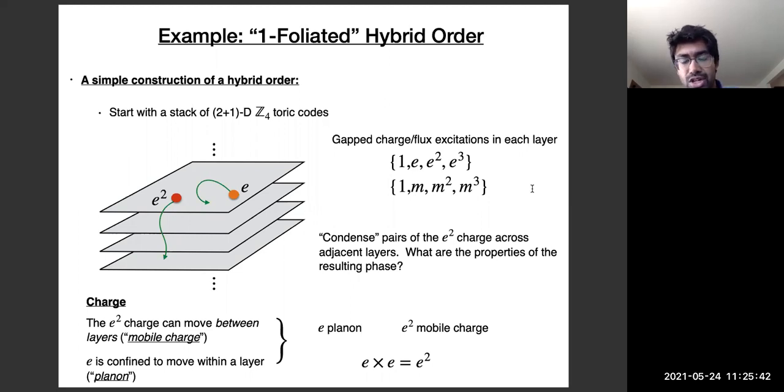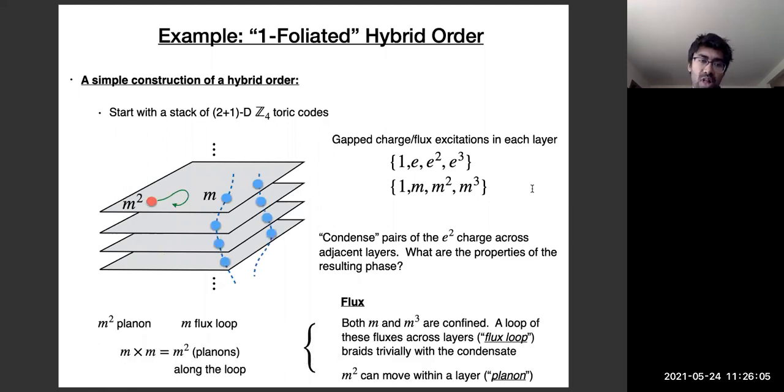So of the original charges, we now have an E planon. This E excitation is restricted to move within a plane, and we have an E squared mobile charge, which can move everywhere. And importantly, the original fusion rules of the Z4 toric codes imply that if I take 2 of these planons and fuse them together, so 2 of these E's, I actually get E squared, which is a mobile charge, free to move everywhere.